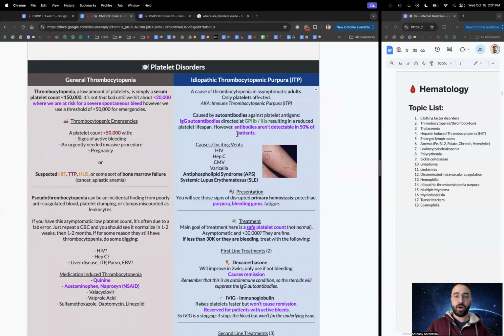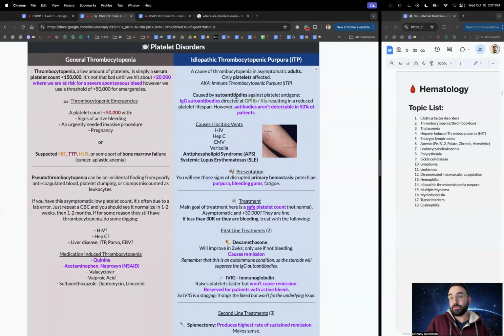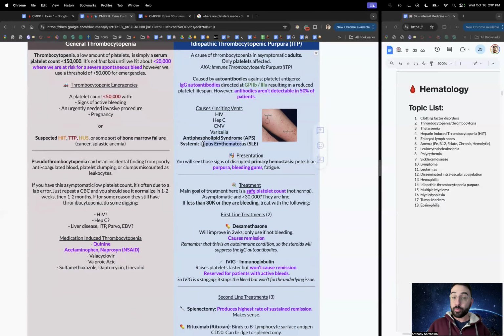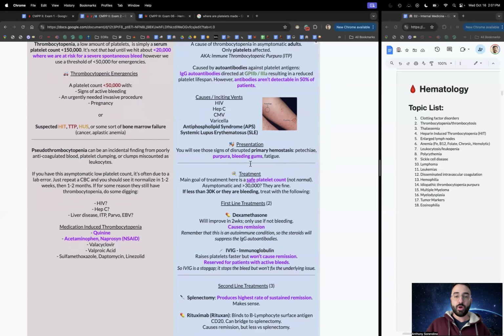But anyway, so ITP here. Idiopathic means we don't know what caused this. It just kind of happens. It's an autoimmune reaction attacking GP2B. But what can create this? A lot of viral stuff, CMV, chickenpox, HIV, lupus, antiphospholipid syndrome, which we'll talk about as well. So you're going to see the disruption of primary hemostasis.